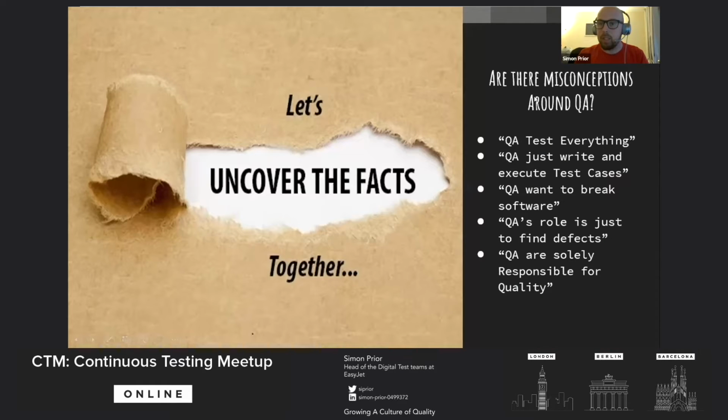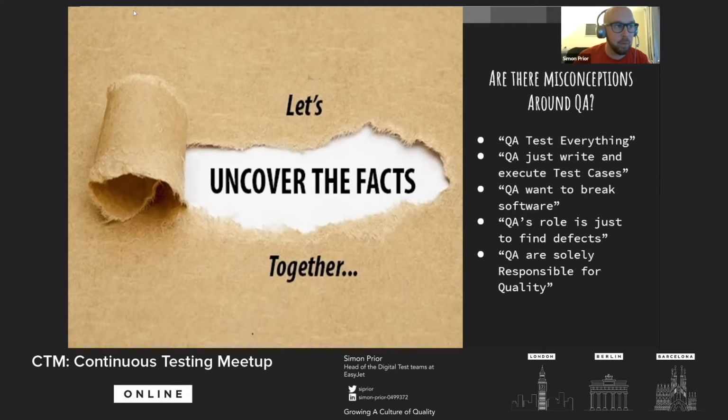But let's just have another interaction with you all. Are there any misconceptions around QA that you live with every day, or understand from business stakeholders or people outside of your team? I put a few here on the right-hand side, which I've certainly experienced over the years. You know, we test everything. We just write and execute test cases. We just want to break the software. Our role is just to find defects. We're solely responsible for quality. Any others that come to mind?